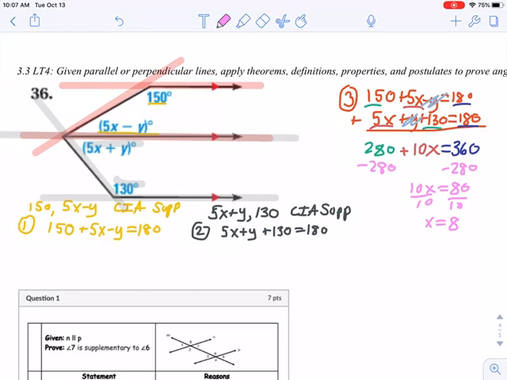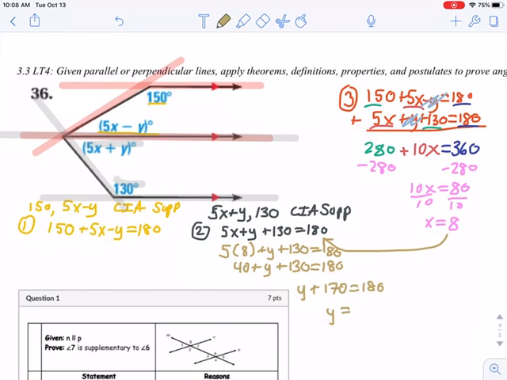To solve for y, all I've got to do is plug it into any equation I want. I'm going to plug it in over here. I'm going to get 5 times 8 plus y plus 130 equals 180. I'm going to get 40 plus y plus 130 equals 180. I'm going to get y plus 170 equals 180, or y equals 10.